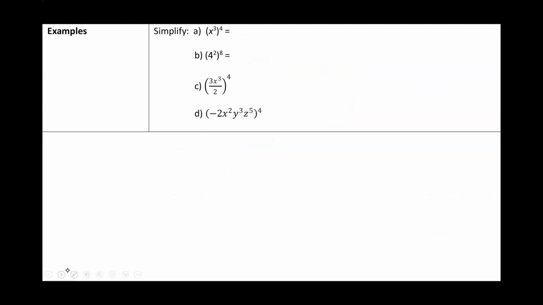So here's an example. 3 times 4 is x to the 12th. 2 times 8 is 4 to the 16th. Now, when you have multiple terms that are all being raised to the 4th power, then we split those up just like before. We have 3 to the 4th, and then we have x cubed to the 4th, and then we have 2 to the 4th. So every single term in the parentheses gets raised to the 4th power individually.